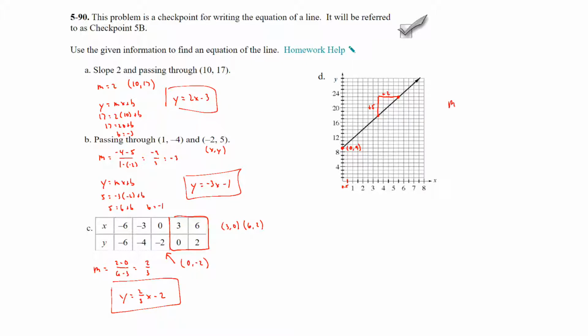So the slope is change of y over change of x, and the y-intercept appears to be at (0, 9). So the equation is y equals 5/2 x plus 9. And so that is the checkpoint for writing linear equations, equations of lines in all sorts of different forms and different information given. At this point, we should be pretty close to having mastered this skill.